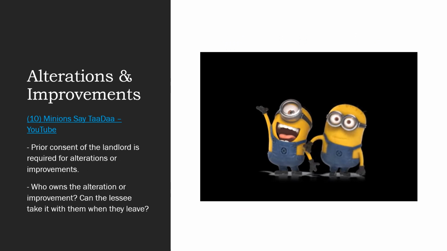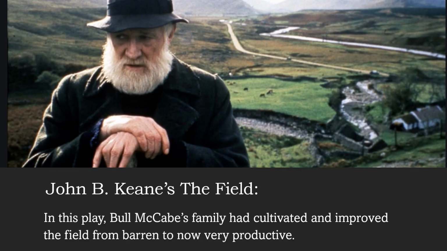The next provision we will look at is alterations and improvements. This clause provides that prior consent of the landlord is required for alterations and improvements. This provision also provides for who owns the alteration or improvement and whether the lessee can take it with them when they leave. In John B. Keane's play The Field, Bull McCabe's family had rented a field for many generations and had cultivated and improved the land from barren to now very productive. Bull McCabe felt that he was entitled to ownership of the productiveness of the soil, as he was the one who had made the improvement to the rented land.